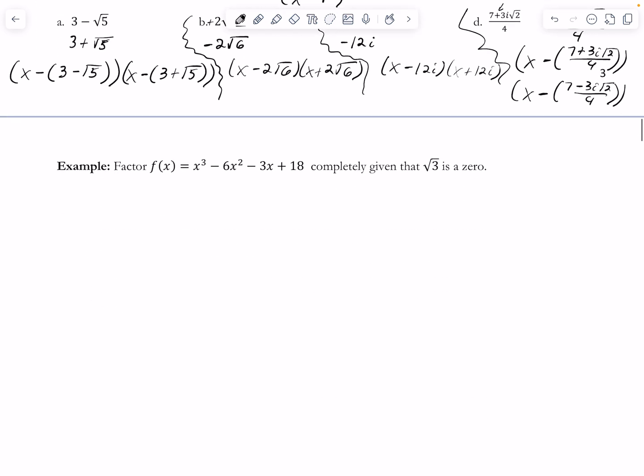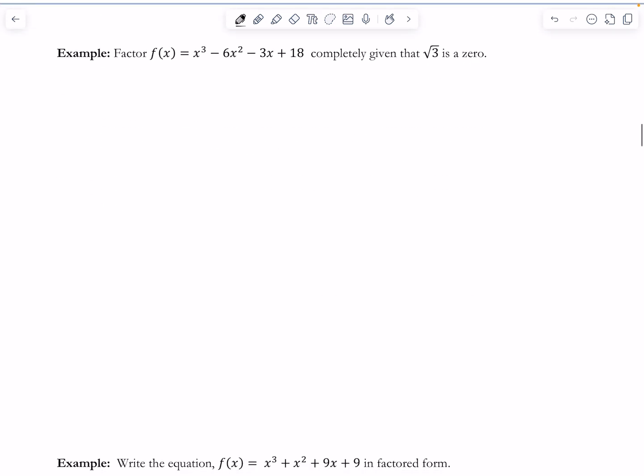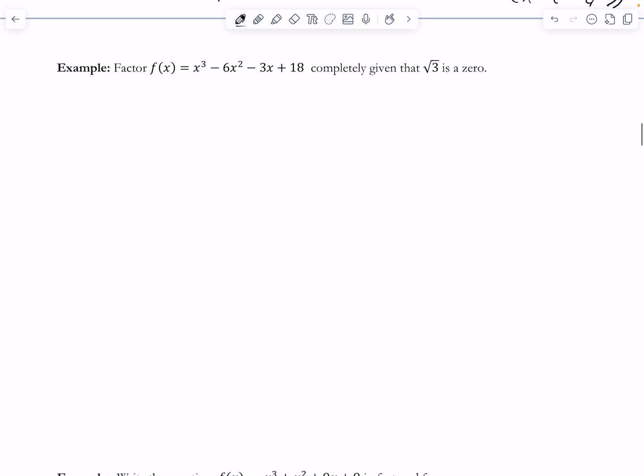Okay, 2 more, and then we'll be finished. So this one says to factor this cubic polynomial with 4 terms completely, given that the square root of 3 is a 0. So again, that's an irrational number. So if the square root of 3 is a 0, then also the opposite of the square root of 3 is a 0. So thinking about the factors that I just did, we had x minus the square root of 3 times x plus the square root of 3, thinking opposite, remember?